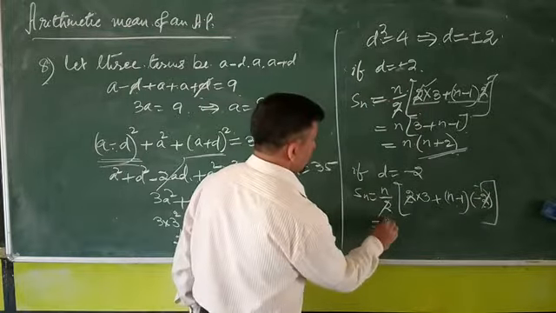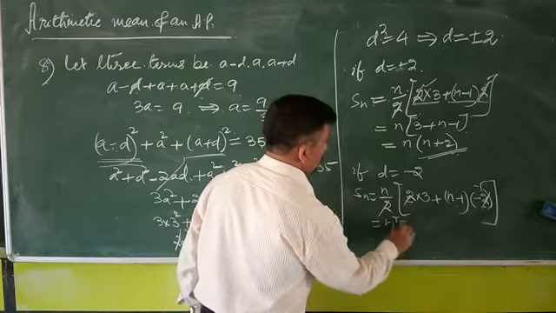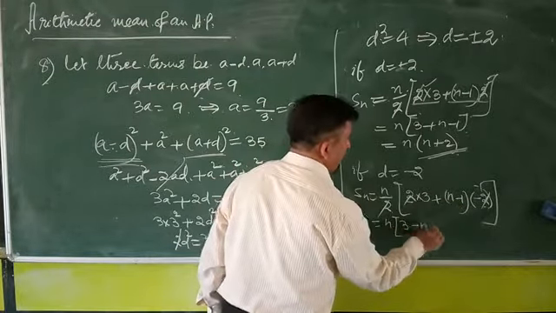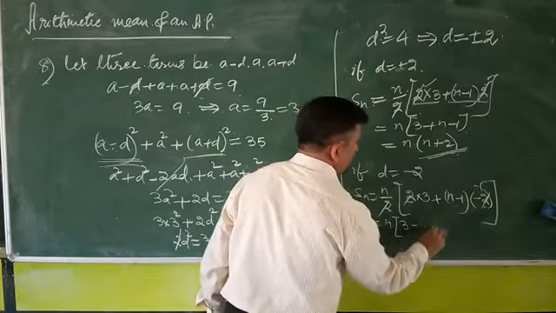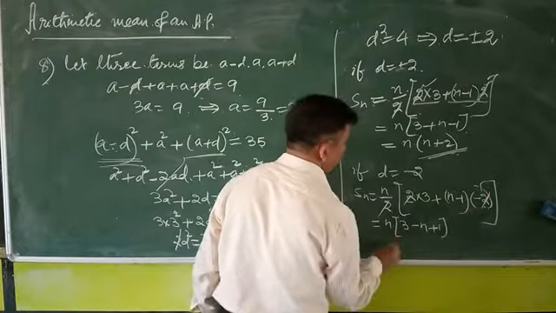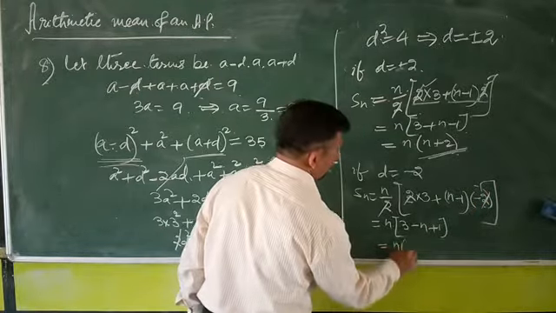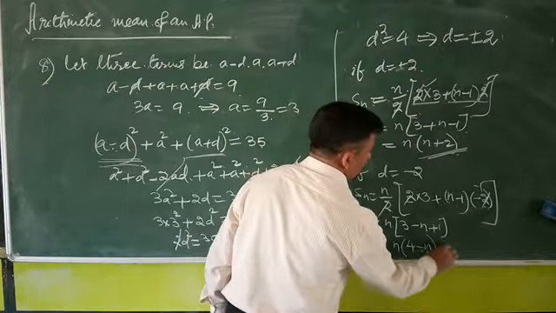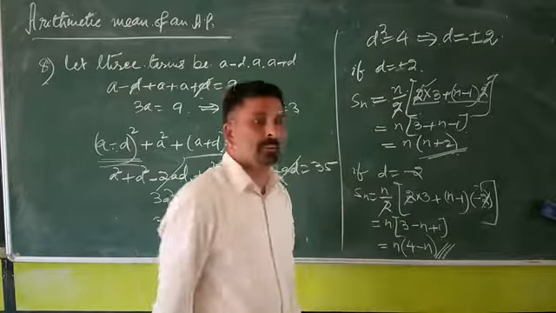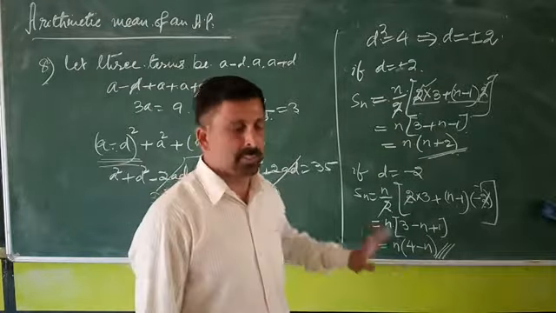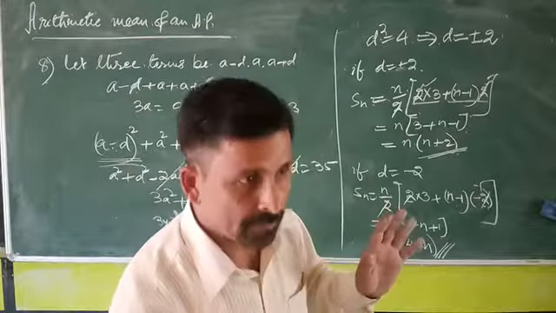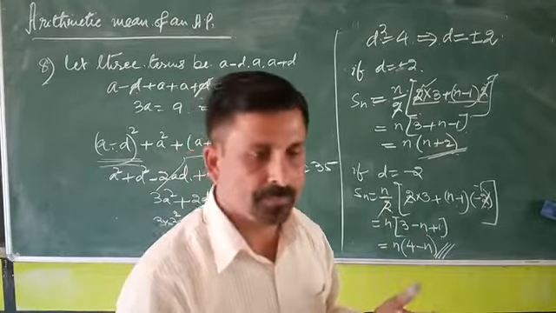Now after this, n into this is 3. Now you open this: minus 1 into n is minus n, minus 1 into minus 1 is plus 1. And therefore this is finally n into 3 plus 1, 4, minus n. This is your final answer. Is it okay? Yes, sir. This is the end of your exercise 1C. Okay? Thank you. Thank you, sir.